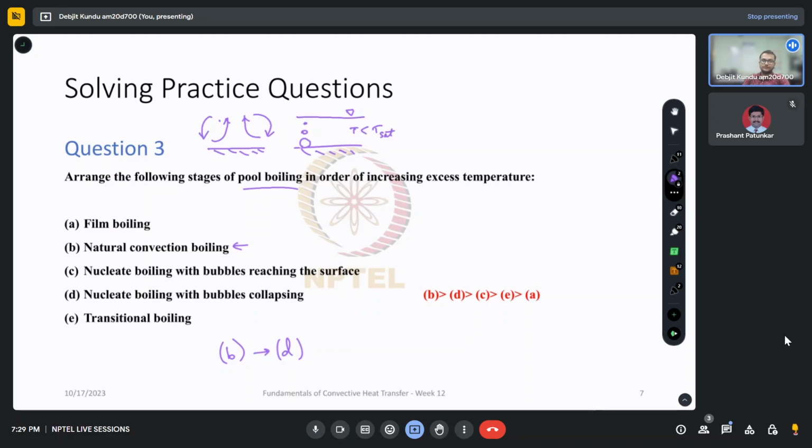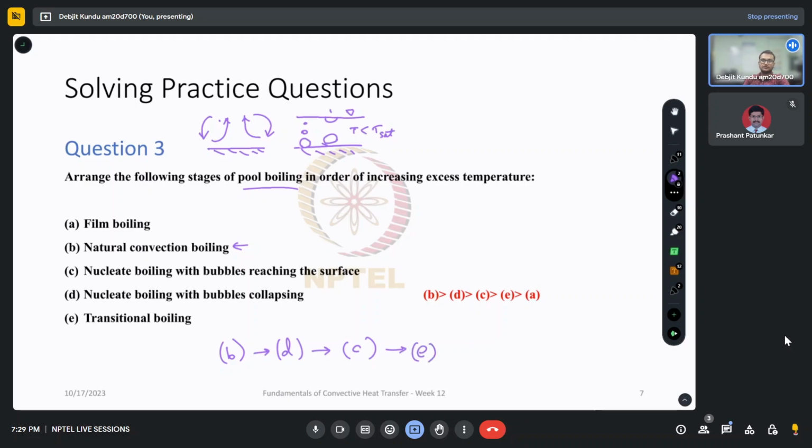Then after this, we will get even bigger bubbles, and the rate of creation of these bubbles would also increase, which will reduce their frequency of collapsing, and as a result there will be surviving bubbles which reach the free surface, where the vapor will then evaporate upwards. So after D, we will get option C, that is nucleate boiling with bubbles reaching the free surface. Then after this, we will get option E, that is transitional boiling.